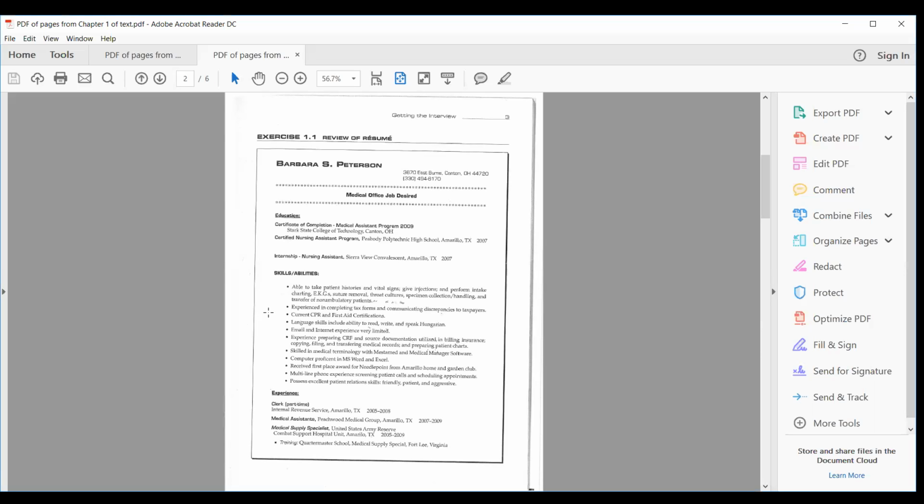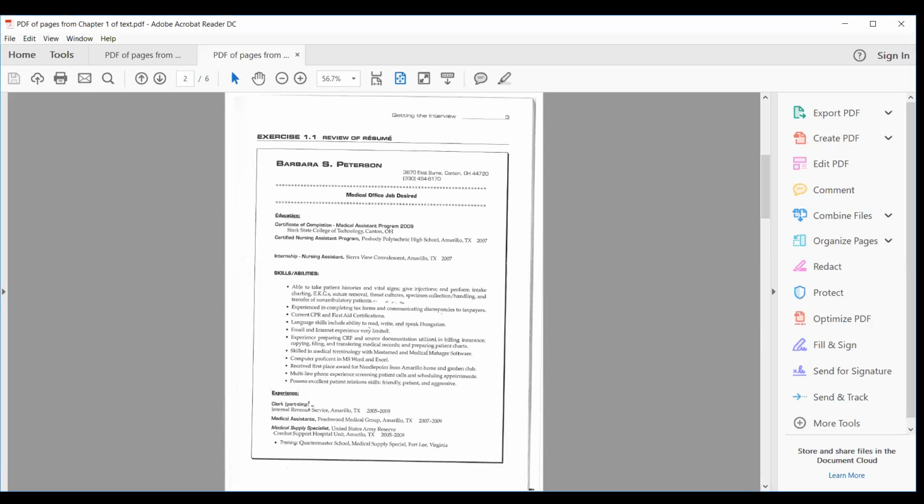Anything that might differentiate you here in terms of a skill. This person has written down language skills include ability to read, write, and speak Hungarian. Well, okay, that's great. But if the job is looking for someone who reads, writes, and speaks Spanish, this isn't going to help you. Okay, so all of these things are there.